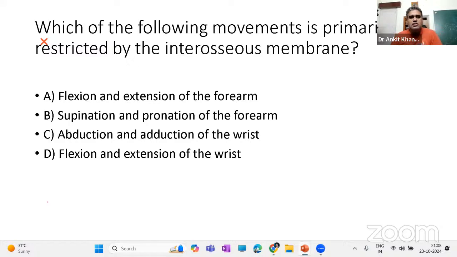If you look at the other options, flexion extension they have given, abduction adduction of the wrist they have given, flexion and extension of the wrist they have given, and supination and pronation. The answer is basically our supination and pronation of the forearm.